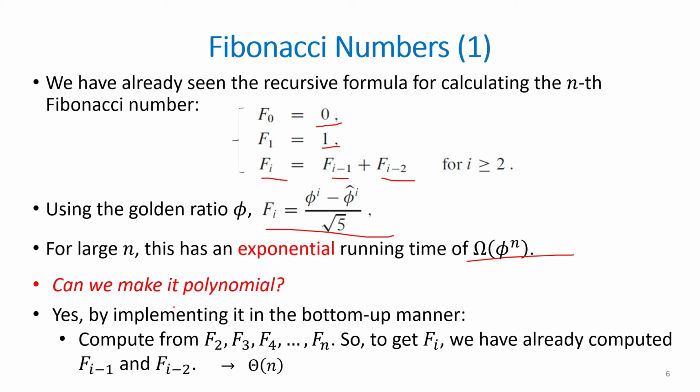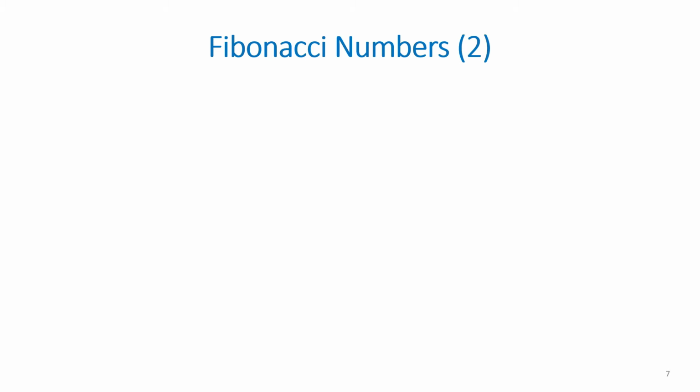And what does that mean? We are given f0 and f1. So we can compute f2 by adding f0 and f1, and then compute f3 using f1 and f2, compute f4 using f2 and f3, and do this until we reach fn. So for any i value, we can get f(i) because we have already computed f(i-1) and f(i-2). Since we are doing it in a linear manner, this has a linear running time, that is Θ(n). Up till here, we were able to reduce the exponential running time to a polynomial running time.